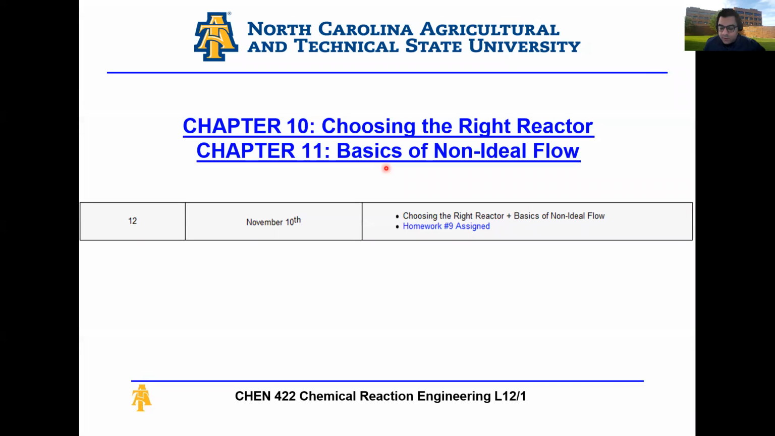Okay, hi everyone. This is Ken 422, Chemical Reaction Engineering, week number 12. And today we'll be discussing chapters 10 and 11 from Levenspiel. Specifically, chapter 10 will summarize some of the conclusions, basically from the last few chapters, on choosing the right reactor for different types of reaction, different configurations and operations, etc. And then chapter 11 will be talking about basics of non-ideal flow.